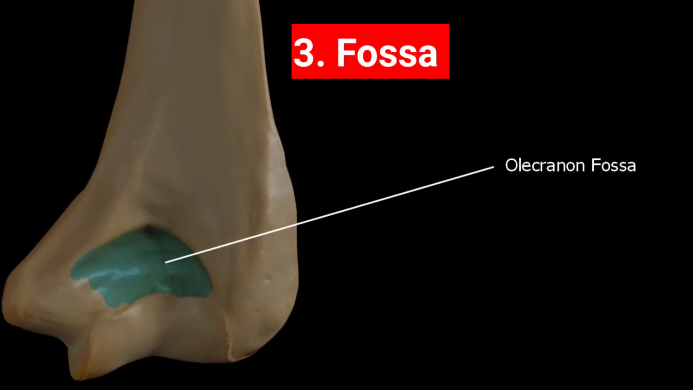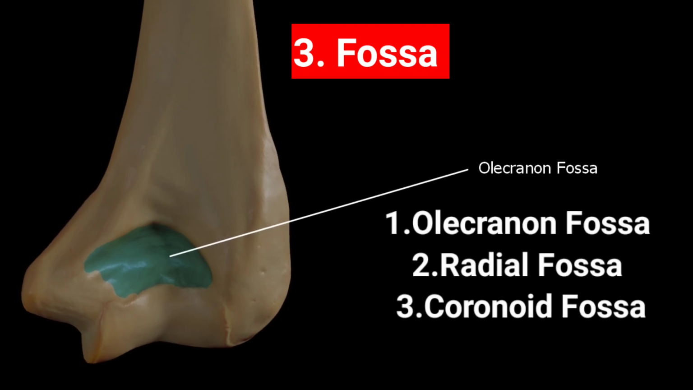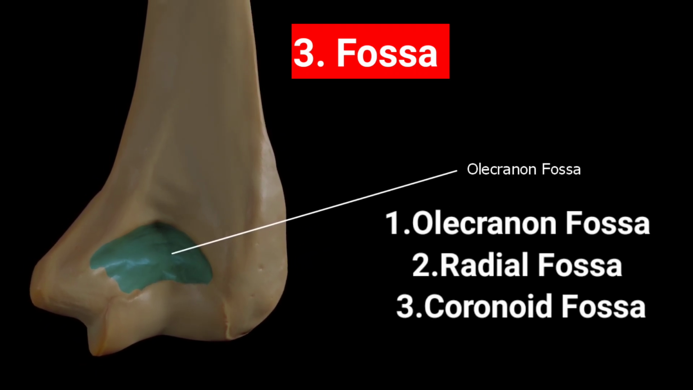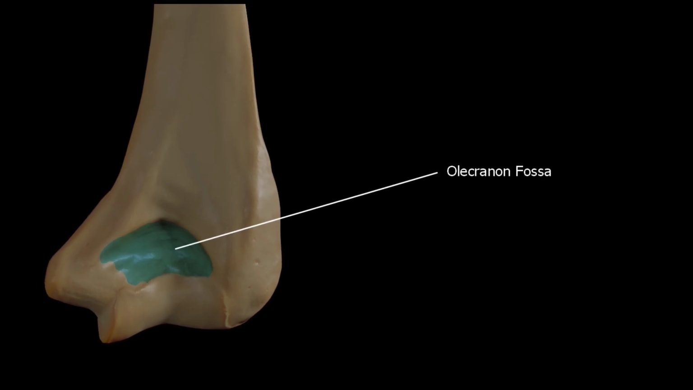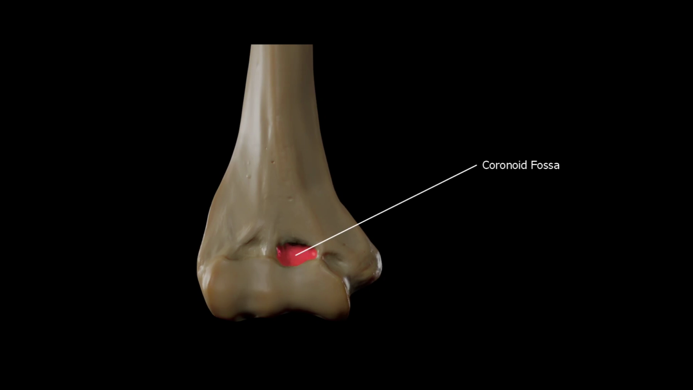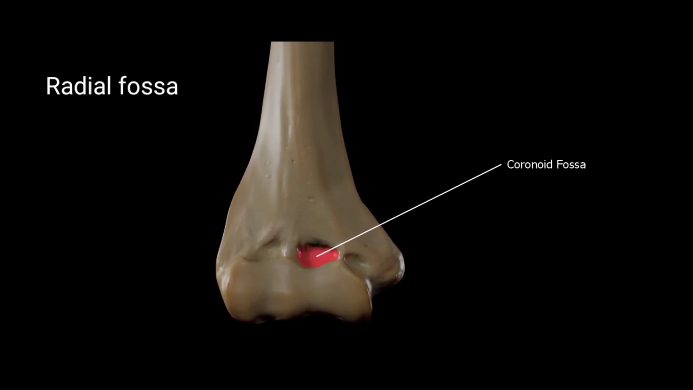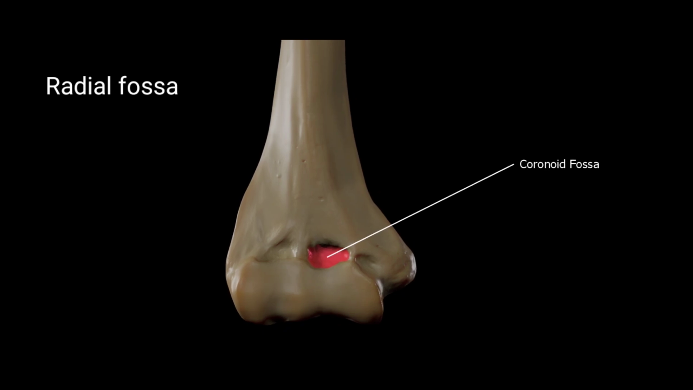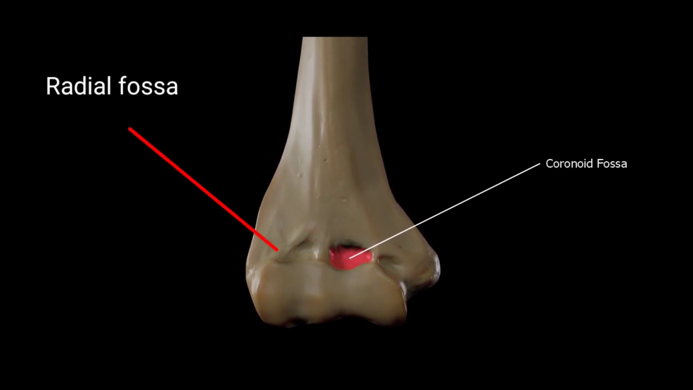Lower end has three fossae: olecranon fossa, radial fossa and coronoid fossa. Olecranon fossa lies just above the posterior aspect of the trochlea, and the coronoid fossa is present just above the anterior aspect of trochlea. And last, radial fossa. Radial fossa is just above the anterior aspect of the capitulum.